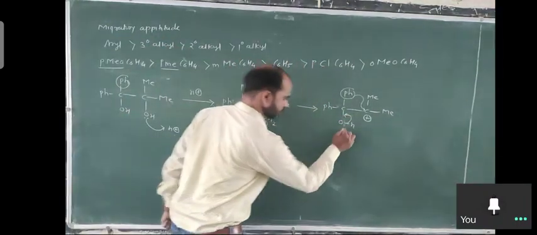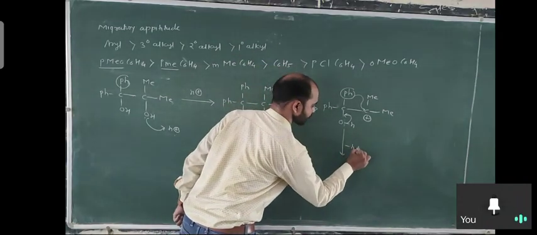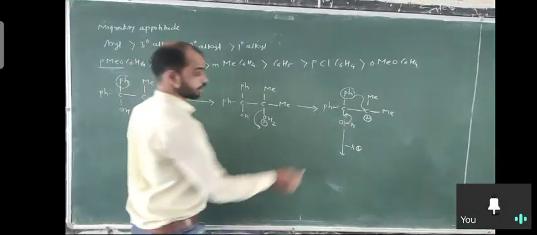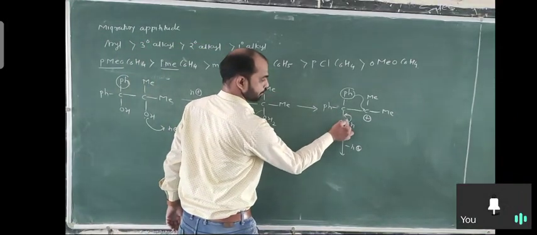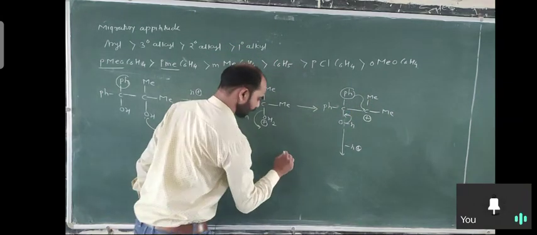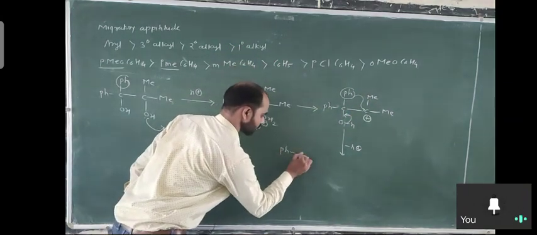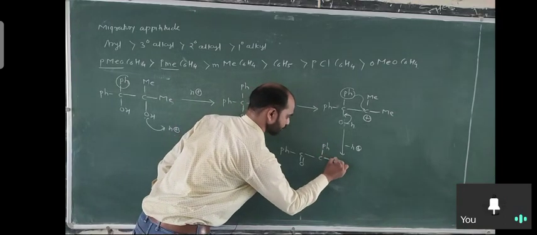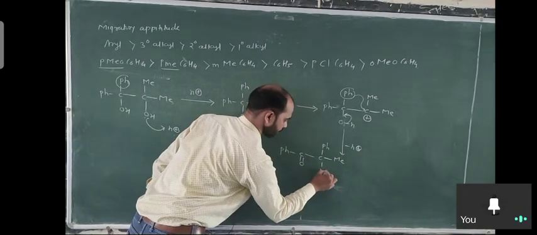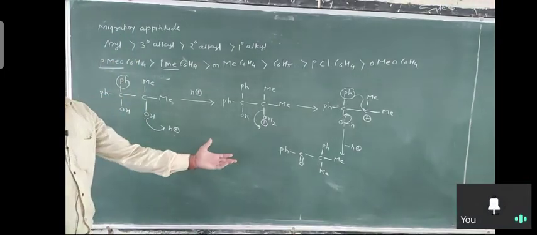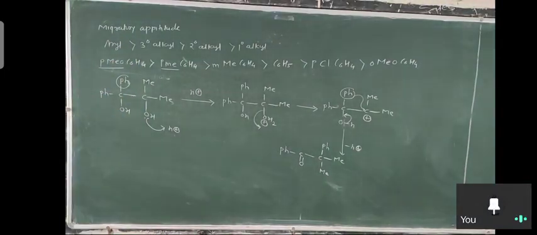Just mention here minus H plus, this H plus will be lost. That means at the same time there is a formation of a double bond. This is the driving force, which is provided as the group is migrated. So after this, what happened? PhC double bond O, and this carbon has Ph, Me, Me. So this is your product. This way you can write the product directly. Just migrate the group.